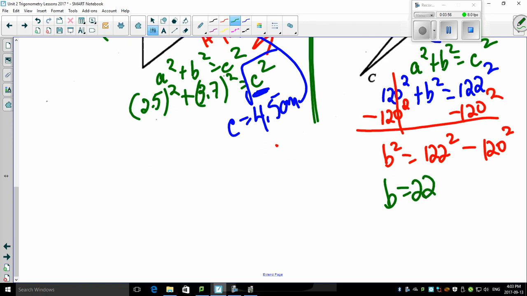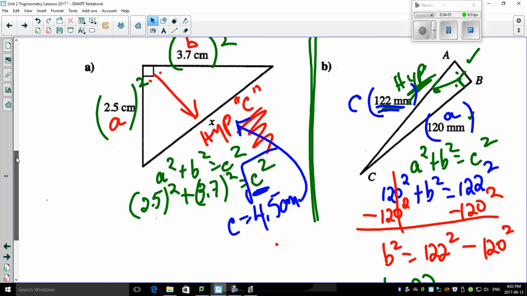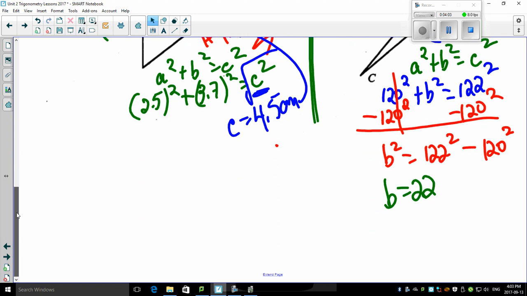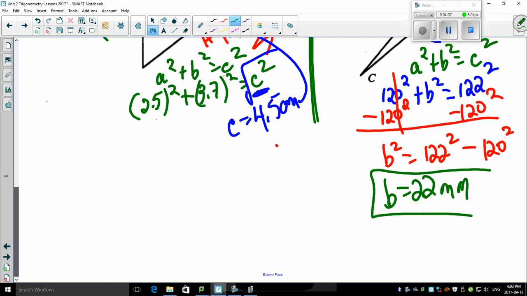And in this case, do they give you a unit measure? Let's go back and check. They did, millimeters. So guess what? That's in millimeters. And that's your fast review of Pythagorean theorem.